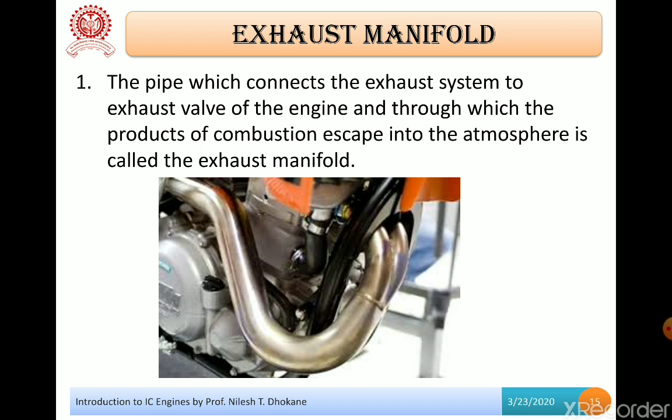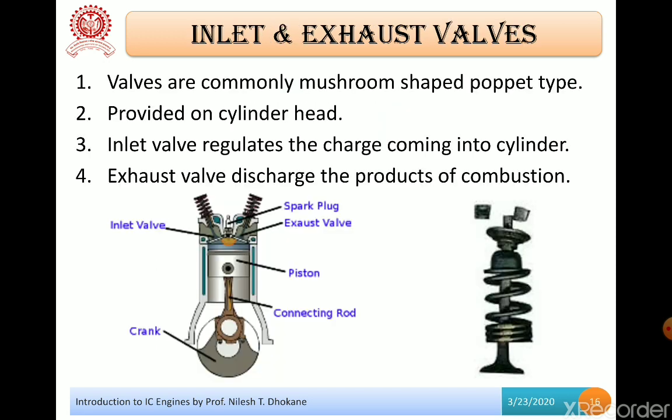Next is the exhaust manifold. It is the pipe which connects the exhaust system to the exhaust valve of the engine, and through which the products of combustion escape into the atmosphere. Here you can see the products of combustion, after leaving the combustion chamber through the exhaust valve, enter the silencer of the bike or the car. The pipe which connects this exhaust valve to the exhaust system is called the exhaust manifold.